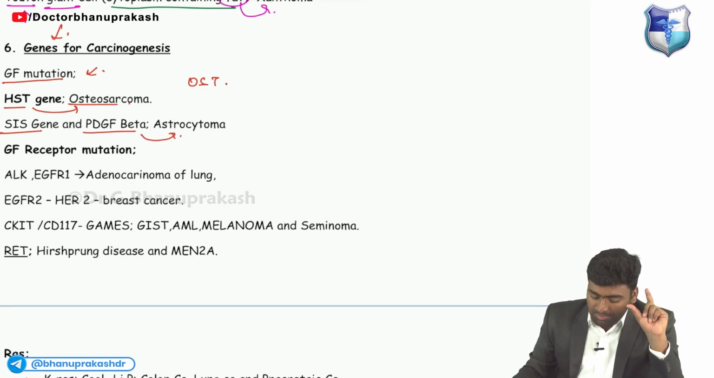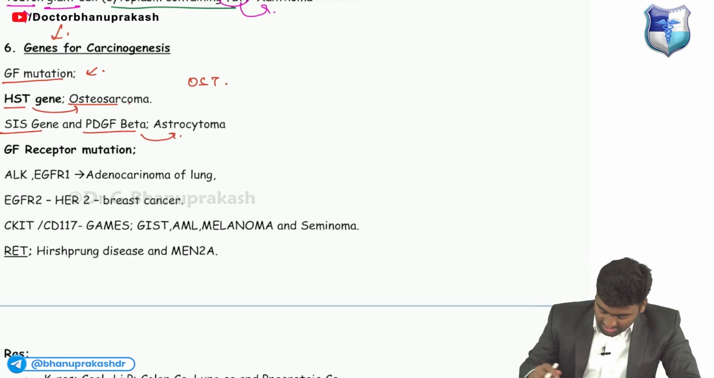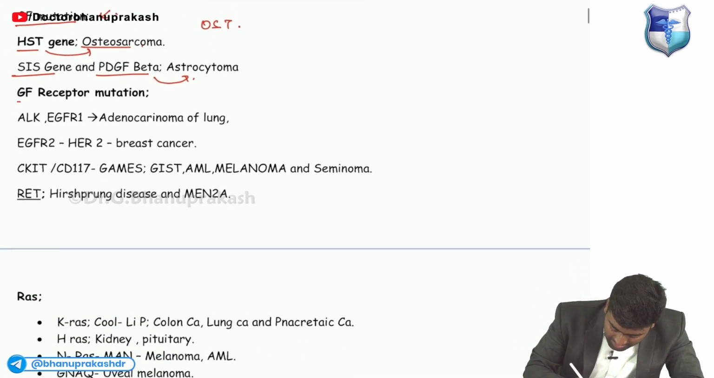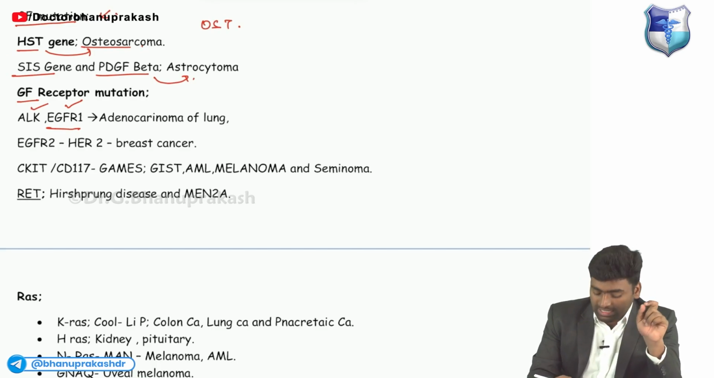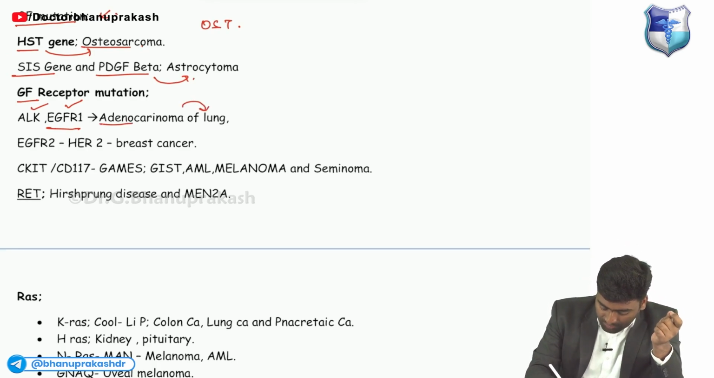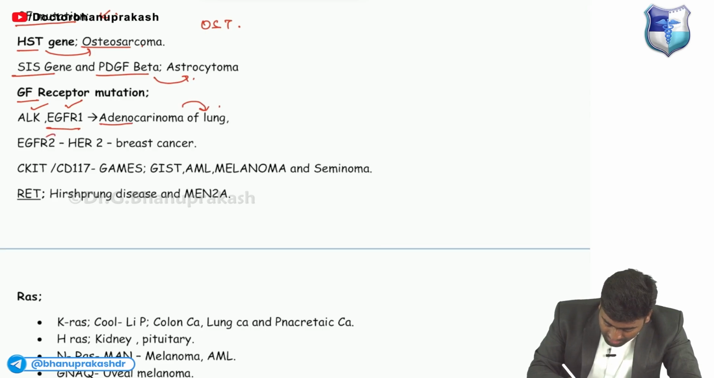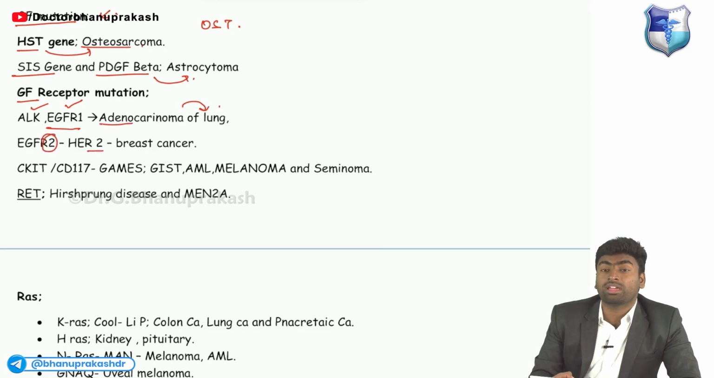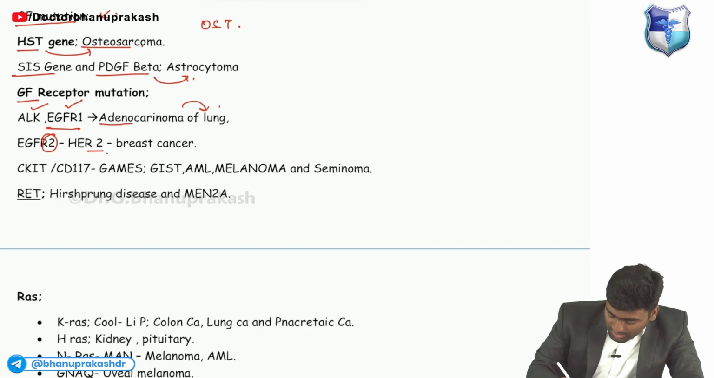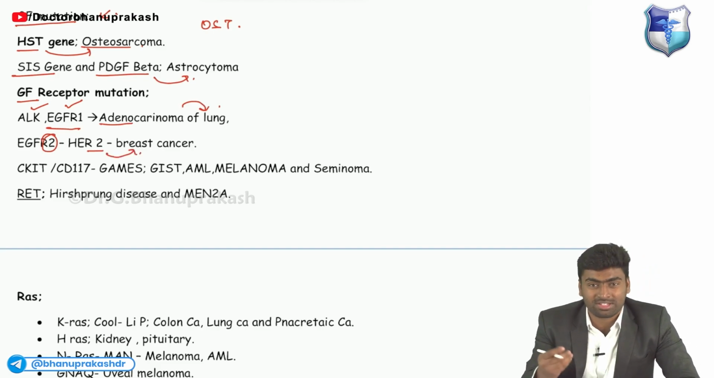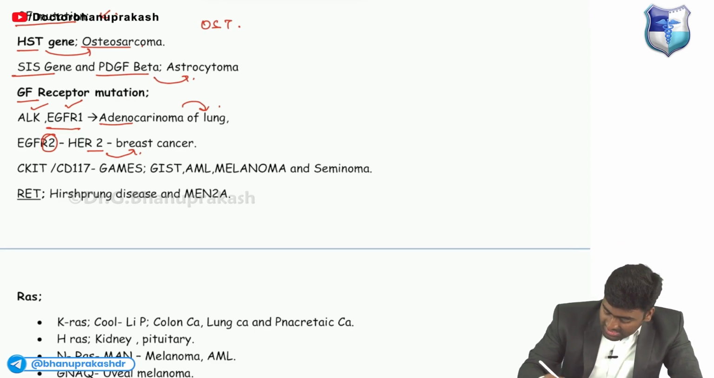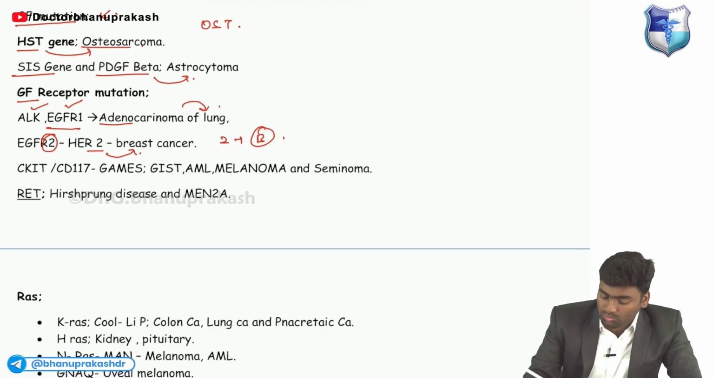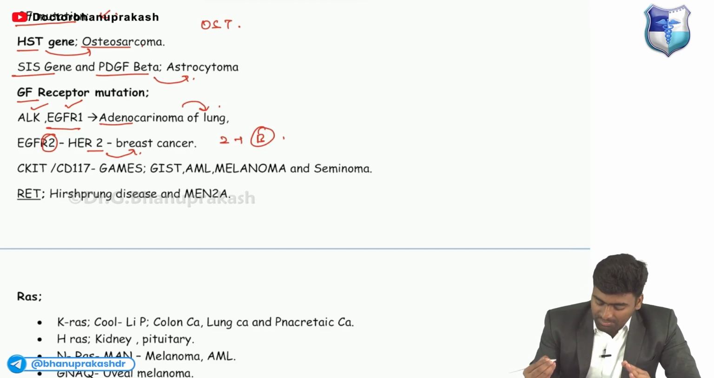Then the growth factor receptors, which include ALK and EGFR1. Remember, EGFR1 is for adenocarcinoma of the lung, whereas EGFR2 is HER2/neu. Both of them are responsible for breast cancer. So HER2 and EGFR2 are for breast cancer. You can remember EGFR2: the second alphabet is B, which is breast cancer.